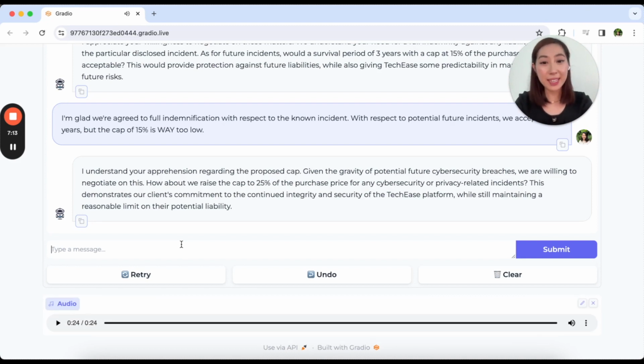And finally, I might concede and say, fine, this works for me.